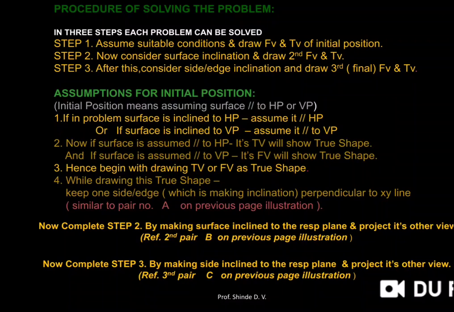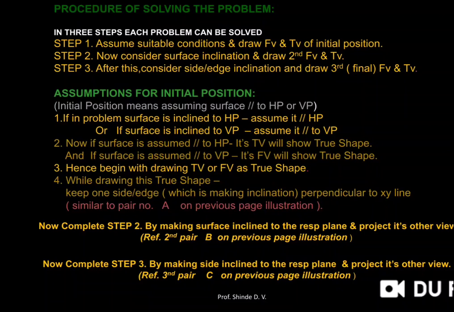Now, if in the problem surface is inclined to HP, assume that surface is parallel to HP. Or if surface is inclined to VP, assume it is parallel to VP. Now, if surface is assumed parallel to HP, its top view will show true shape. If surface is assumed parallel to VP, its front view will show the true shape. Hence, begin with drawing top view or front view as a true shape.